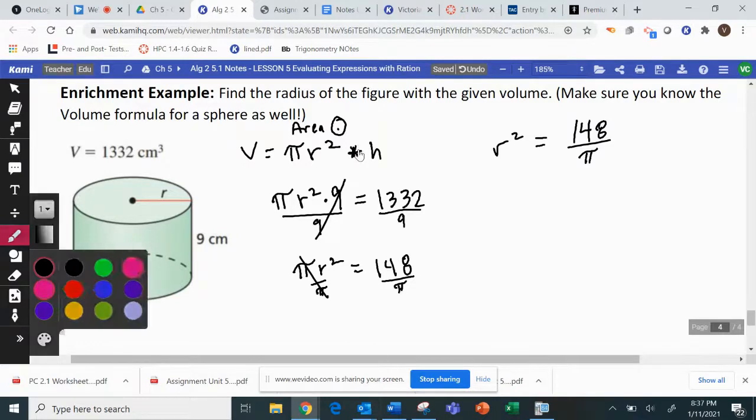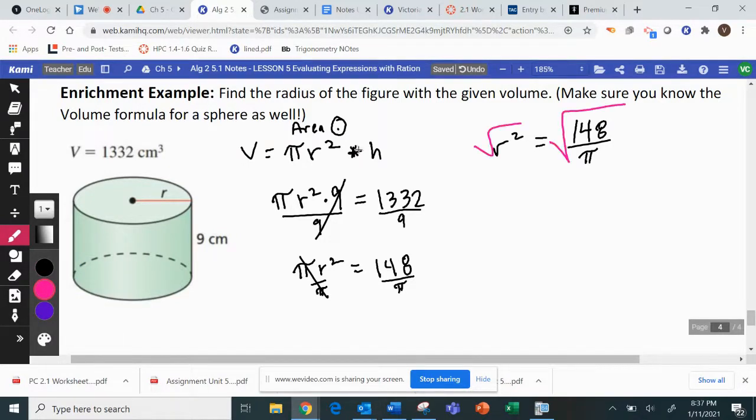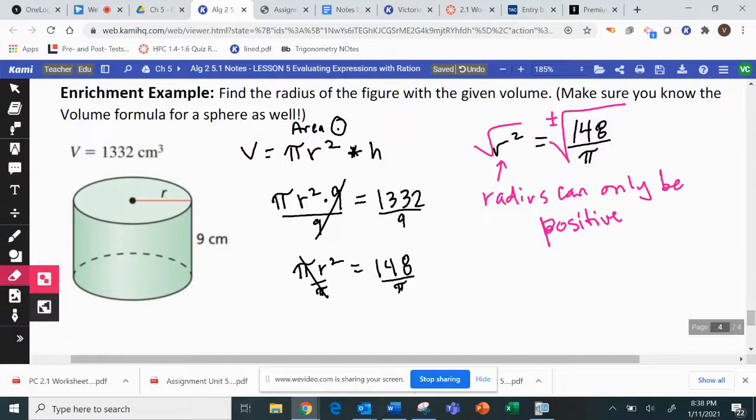So to solve for r, we're going to square root both sides, which typically we need to do a plus minus, but our radius must be positive. So I'm not going to worry about the plus minus. I'm just going to find the actual positive answer.